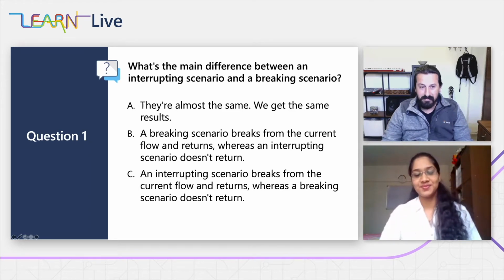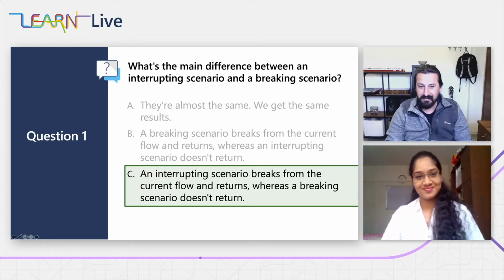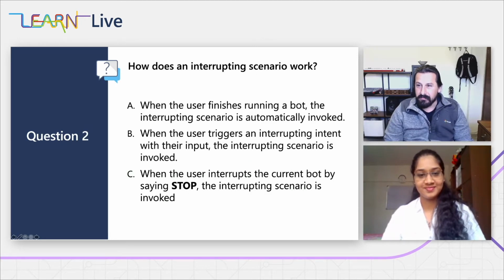That sounds right to me too. Let's have a look and see what the right answer is. Yeah, it's indeed C. Good job. Let's move on to question number 2. How does an interrupting scenario work? Is it A, when the user finishes running a bot, the interrupting scenario is automatically invoked? Is it B, when the user triggers an interrupting intent with their input, the interrupting scenario is invoked? Or is it C, when the user interrupts the current bot by saying stop, the interrupting scenario is invoked?